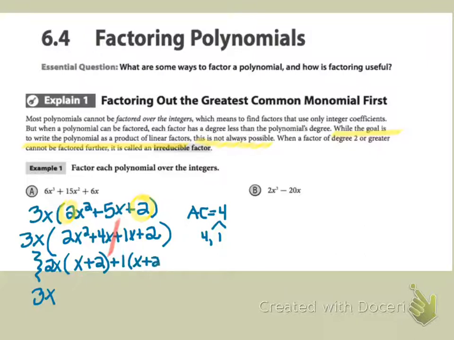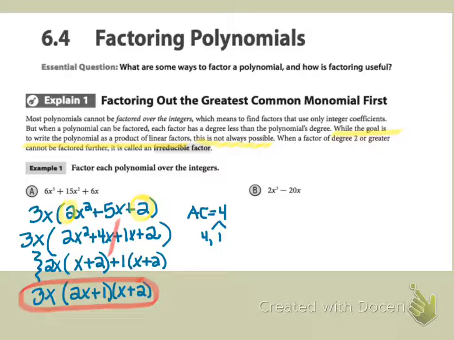And then you see that common binomial factor of x plus 2, which means that the coefficients, or the GCFs that I took out front, the 2x and the 1, create one of my binomials, and the x plus 2 is the other. So for a final answer of 3x times 2x plus 1 times x plus 2. So distributing that back out gives us a cubic polynomial, so it gives us a degree 3 polynomial.